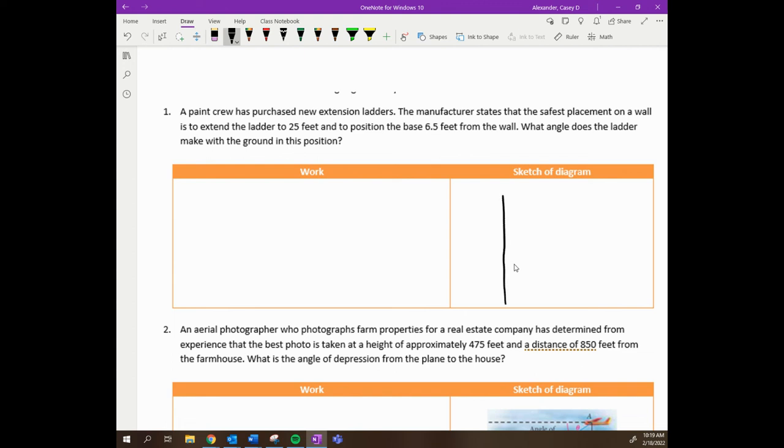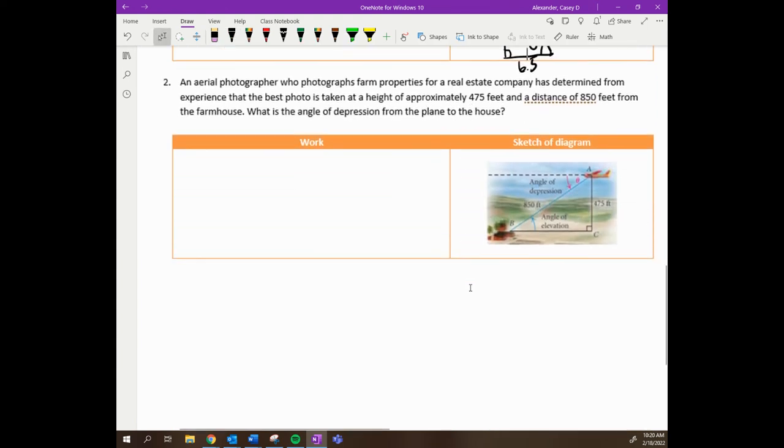And so the safest placement is to extend it to 25 feet long and position the base 6.5 feet from the wall. So here we go. There's a wall. The ladder's 25 feet long. What's this angle, right? So you just use trigonometry to find the angle.